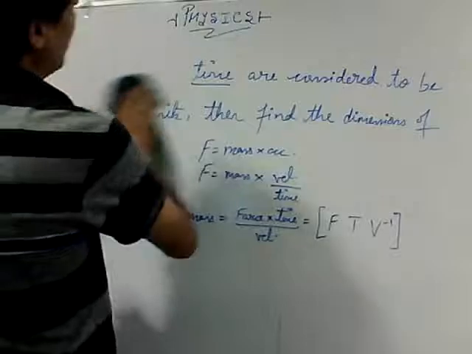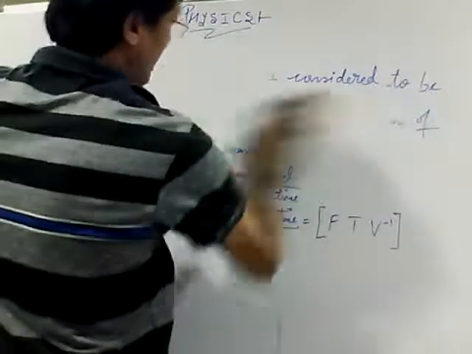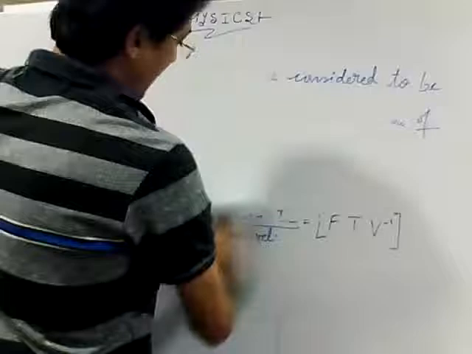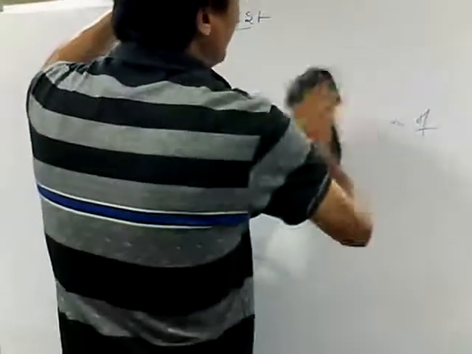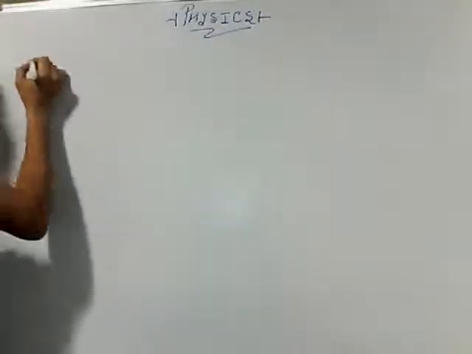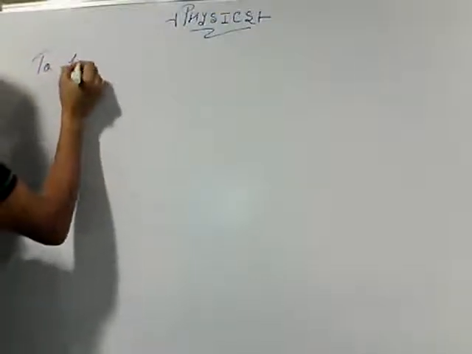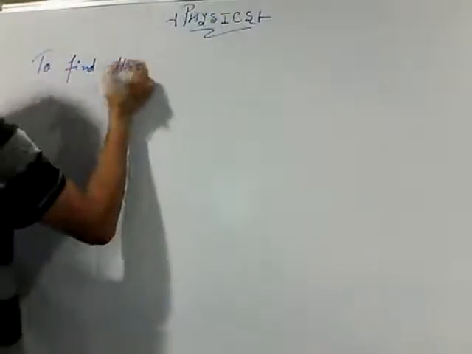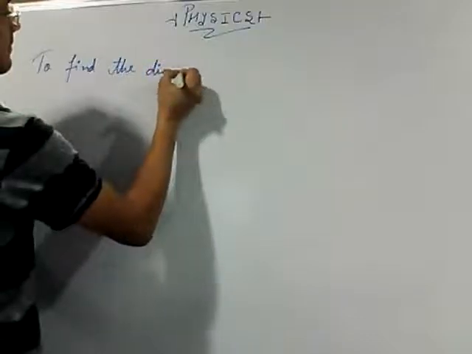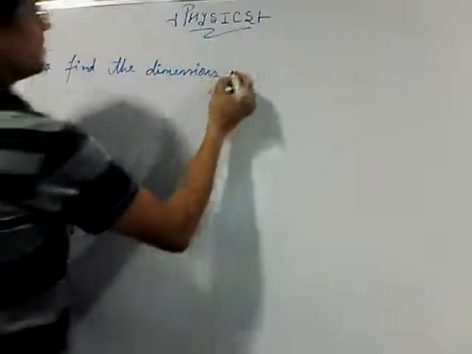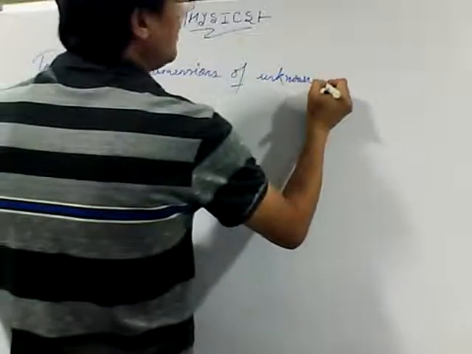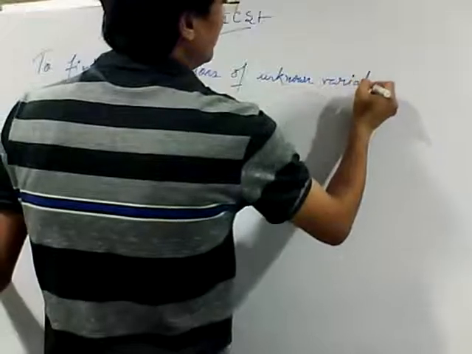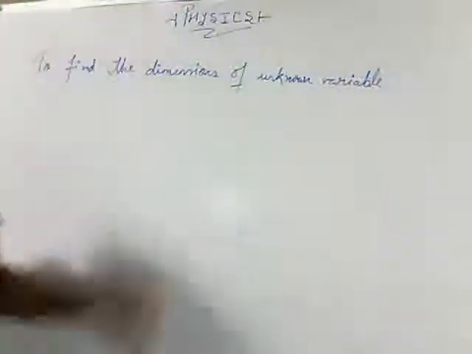One of the very basic applications of dimensional analysis is to find out the dimensions or unit of an unknown variable. So the first application that we are going to do is to find the dimensions of an unknown variable.